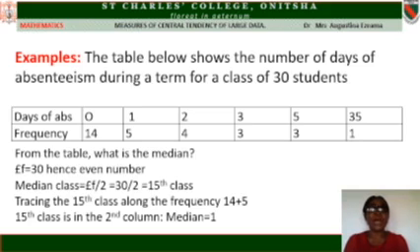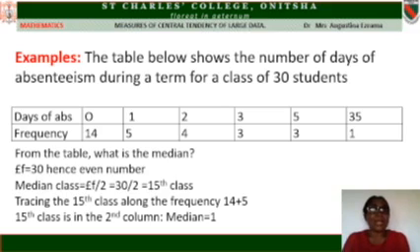First example: the table below shows the number of days of absenteeism during a term for a class of 30 students. Days of absenteeism, frequency. In the table we have 0, 1, 2, 3, 5, and 35. Under 0 we have 14. Under 1, 5. Under 2, 4. Under 3, 3. Under 5, 3. Then under 35, 1. From the table, what is the median?